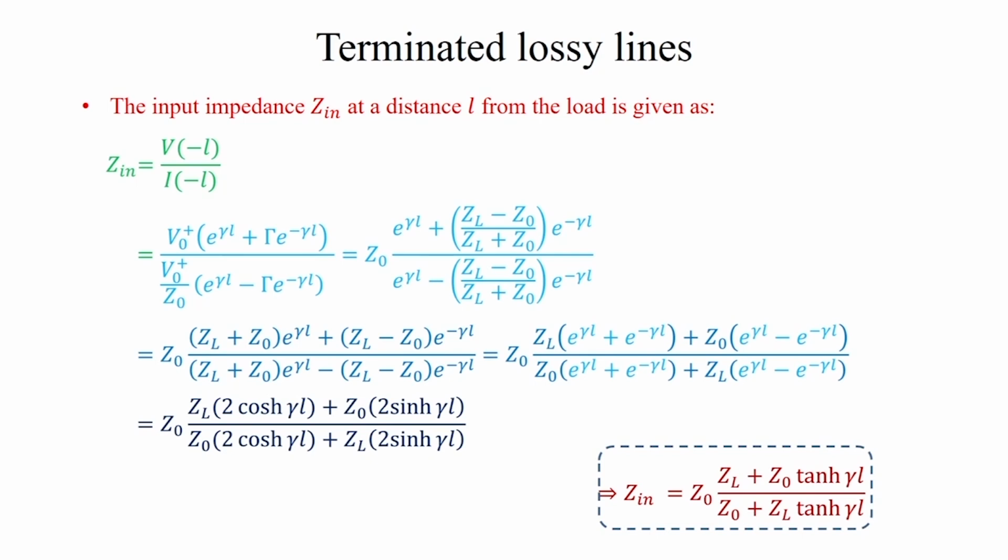Please note that when alpha is equal to 0, then this tanh gamma L will be tanh of j beta L, which can finally be written as j tan beta L. From this expression, we will get the expression for the input impedance of the line that we derived for the lossless case.